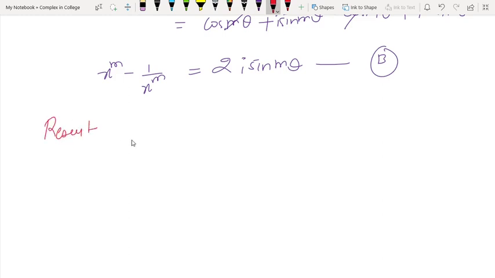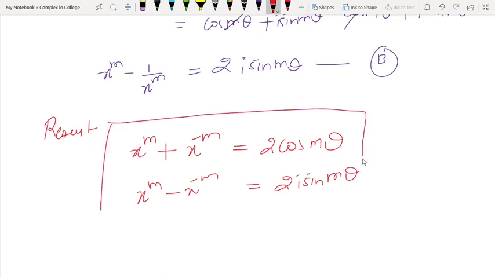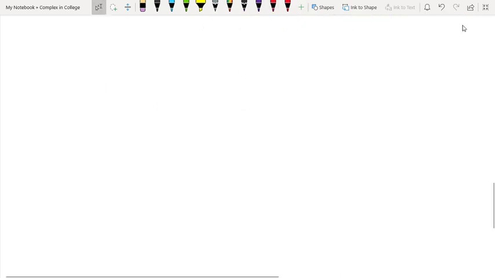What we have obtained here: x raised to m plus x raised to minus m is equal to 2 cos m theta. This is the first result we have obtained, and x raised to m minus x raised to minus m is equal to 2i sin m theta. So this is the required result for the assigned topic. Okay, let's proceed to the example based on the formula we have written. Let me write the problem here.